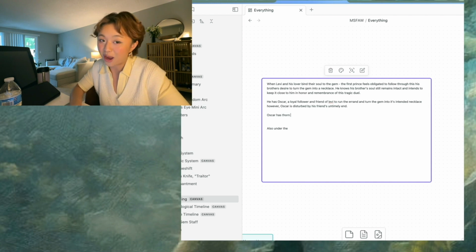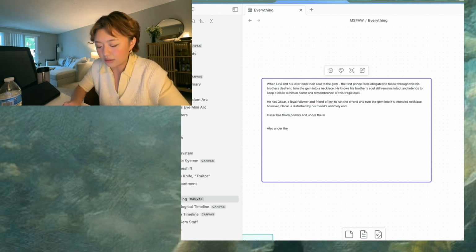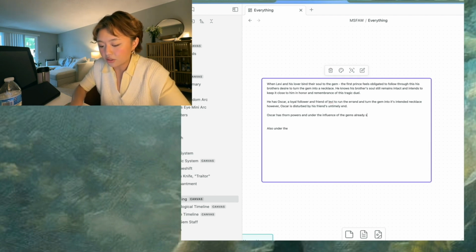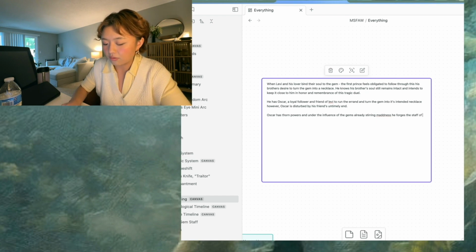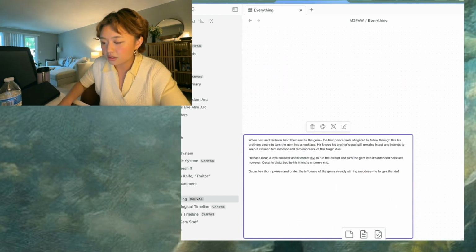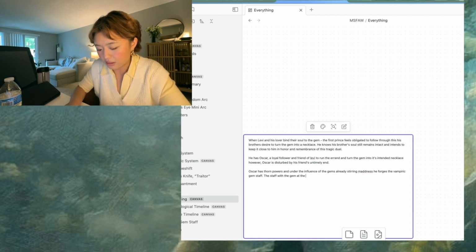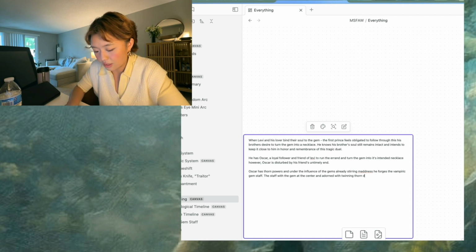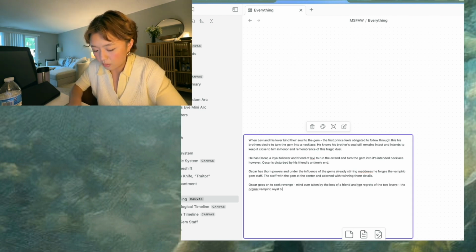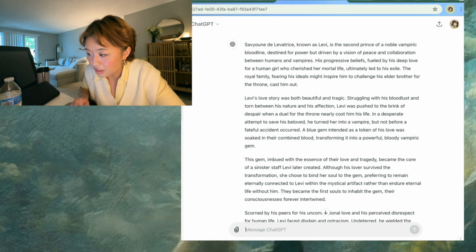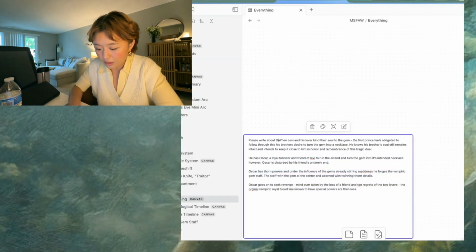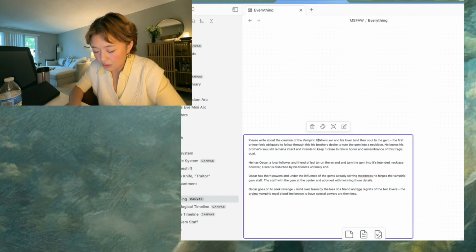Oscar has thorn powers, and under the influence of the gems already stirring madness, he forges the staff of, what did we call it? The vampiric gem staff. He forges the vampiric gem staff. The staff, the gem at the center and adorned with thorn details, goes on to seek revenge, regrets. The two lovers' bloodline, known to have special powers, are then lost. Let's write the prompt in the other. Please write about the creation of the vampiric gem staff.